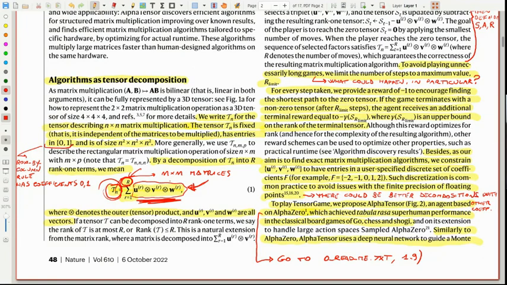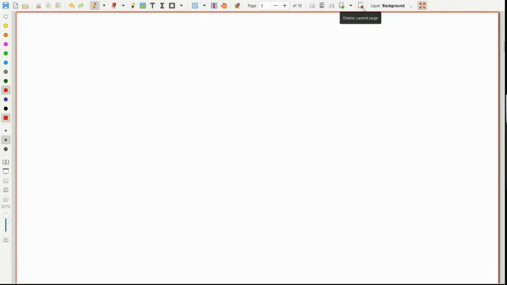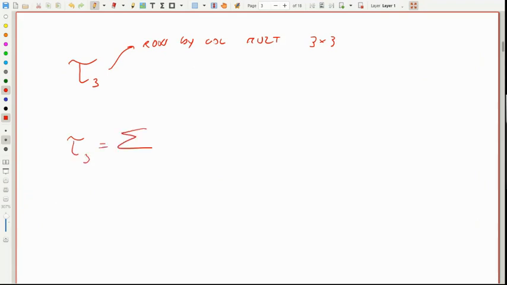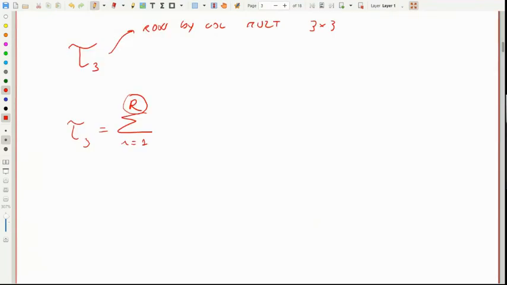Now I can think about a game for this problem. So I repeat, the problem is that I have a certain tensor. Now let's start with the 3 by 3 case. This is the tensor of row by columns multiplication 3 by 3. Assume now this is a tensor, and I would like to write this tensor as a sum, up to a certain R, and I want this R to be as small as possible, of 3 vectors, so rank 1 tensors.